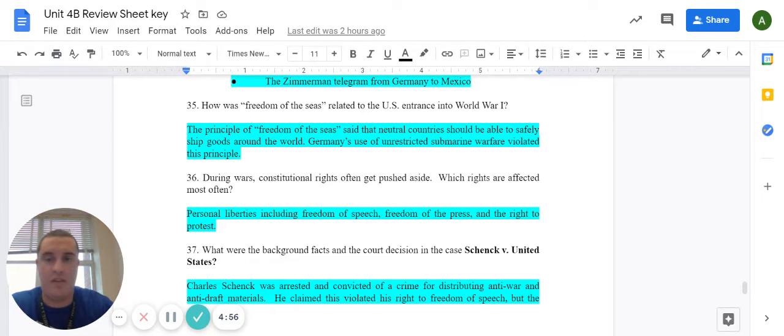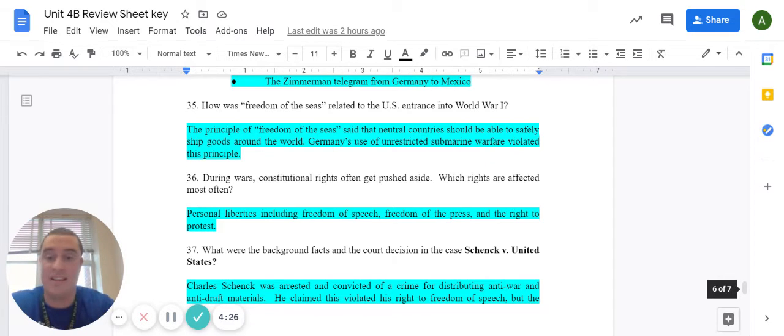Okay, picking up on question 35. How is the idea of freedom of the seas related to the U.S. entrance into World War One? So the principle of freedom of the seas basically says that neutral countries like the United States at the beginning of the war should be able to safely ship their goods around the world without fear of attack. Germany ends up initiating unrestricted submarine warfare and sinking American ships, and their use of this type of warfare violated this principle and helps lead to the United States getting involved in the war.